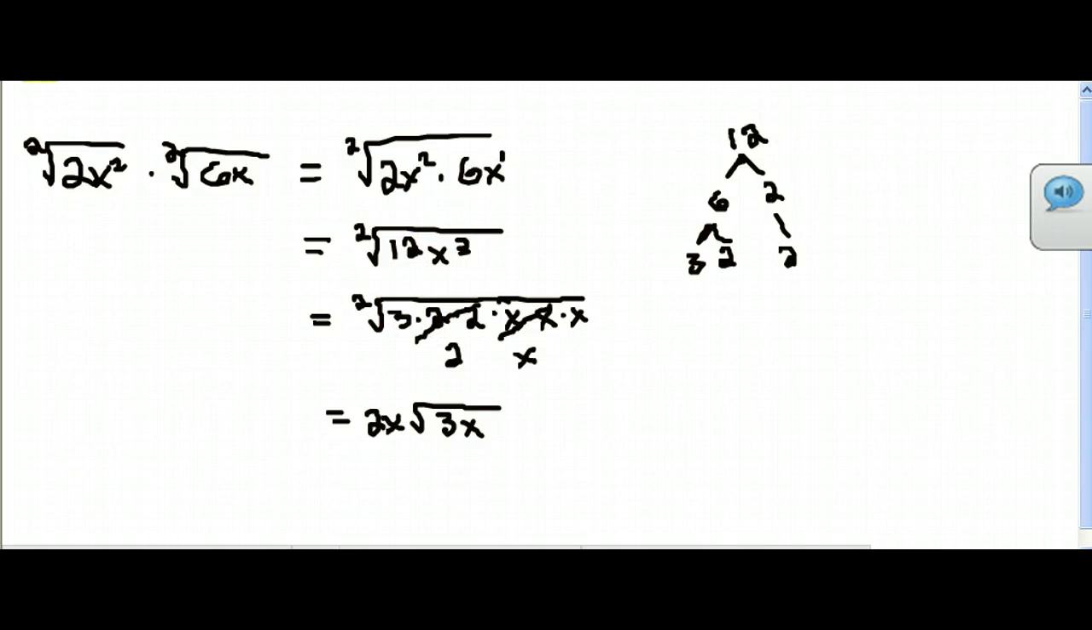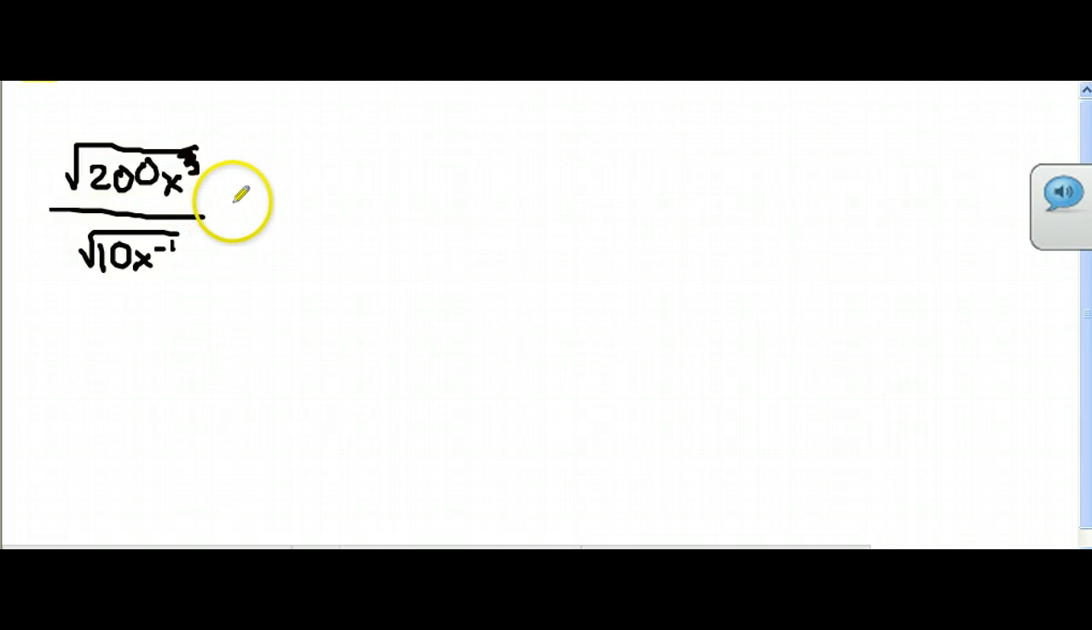Okay. Let's say we've got the square root of 200x to the third, but it's divided by the square root of 10x to the minus 1. So this is the problem here. You've got the square root of 200x to the third power divided by the square root of 10x to the minus 1. So the rule, remember the rule, you only got two rules.